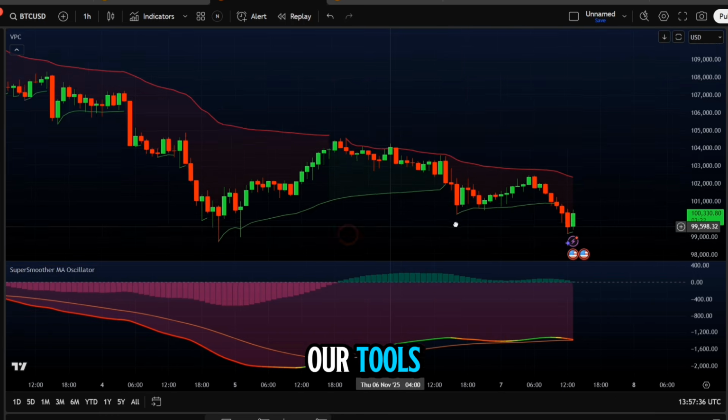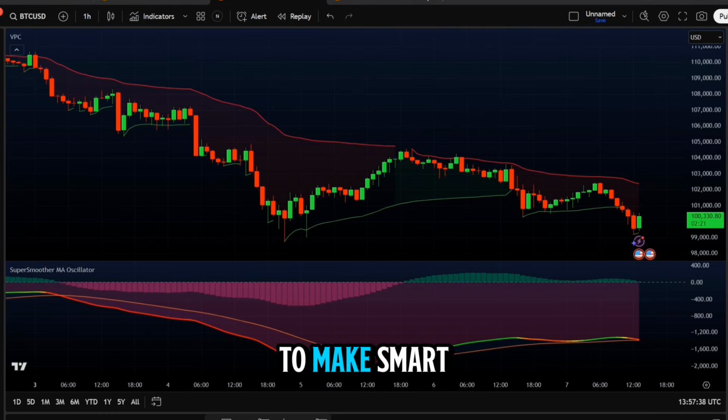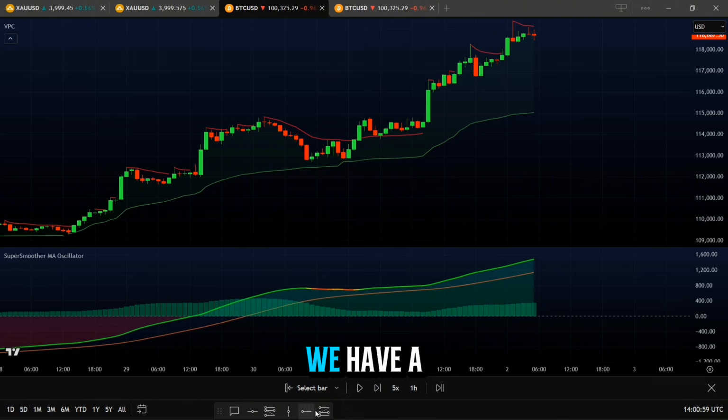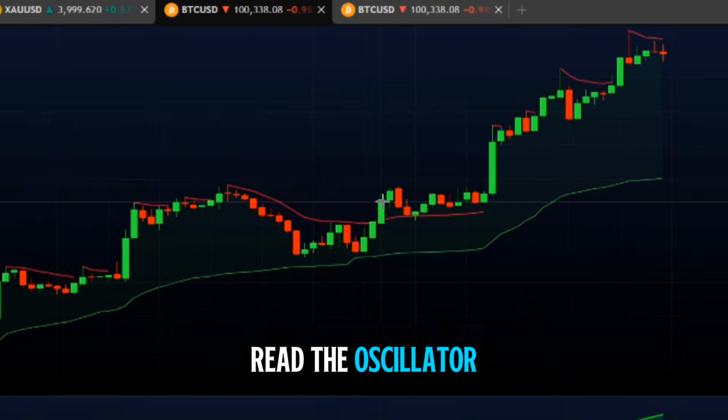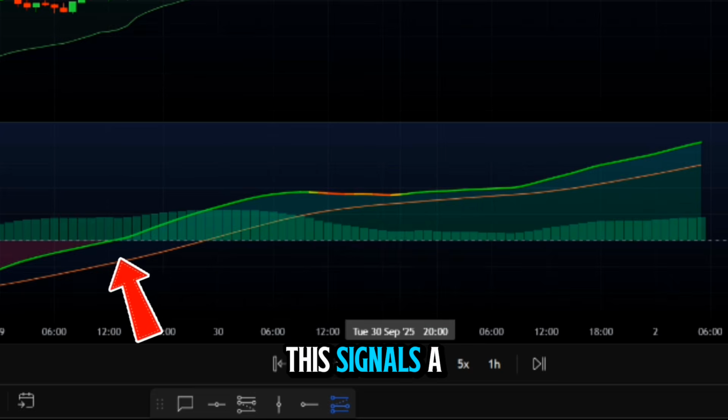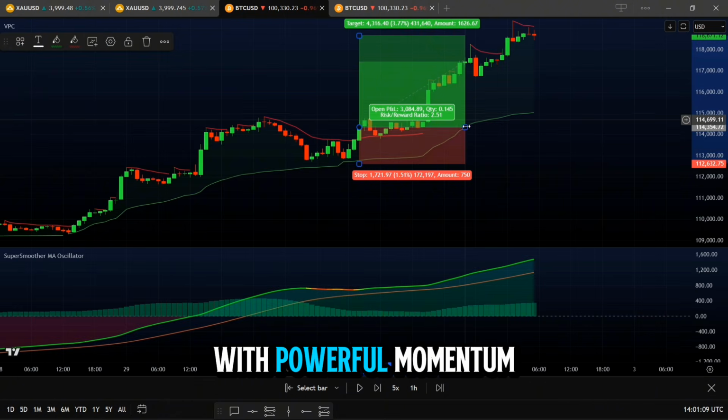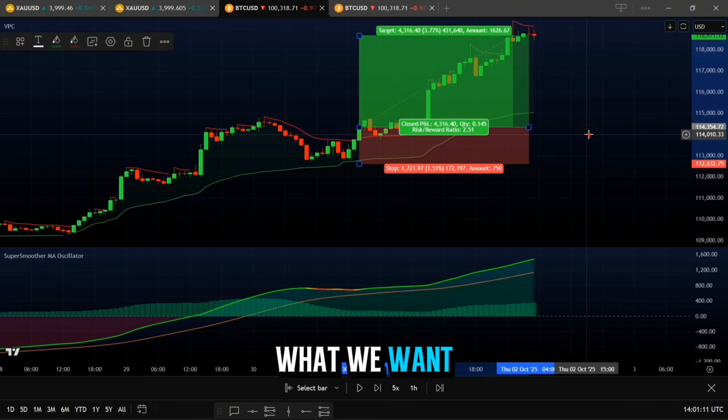Okay, we have our tools. Here's how we use them together to make smart, data-driven decisions. We have a simple, two-step confirmation process. Here's how to read the oscillator. Green area plus green histogram. This signals a strong, bullish trend with powerful momentum. This is exactly what we want for a buy setup.